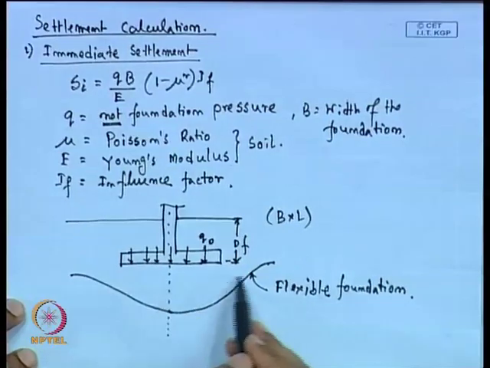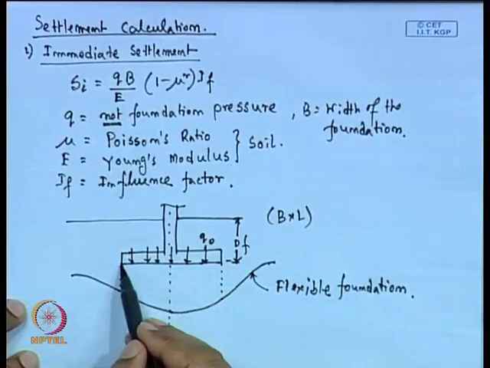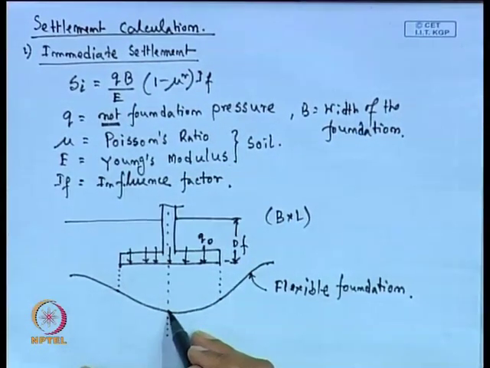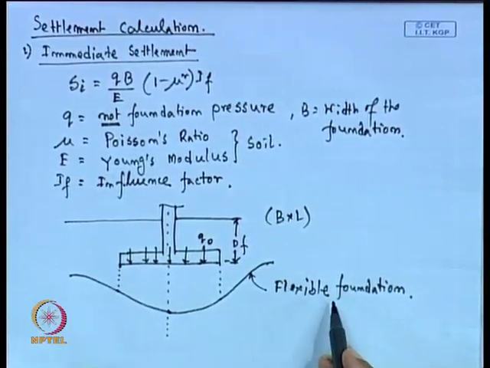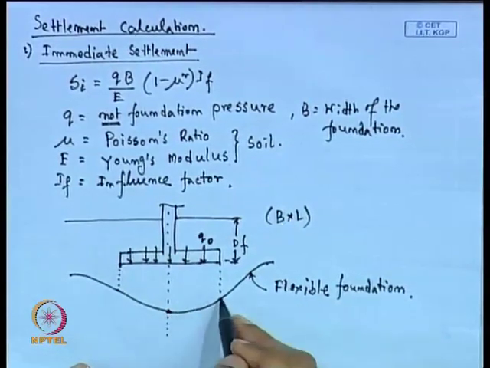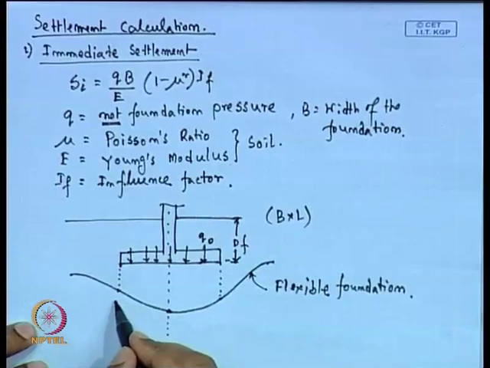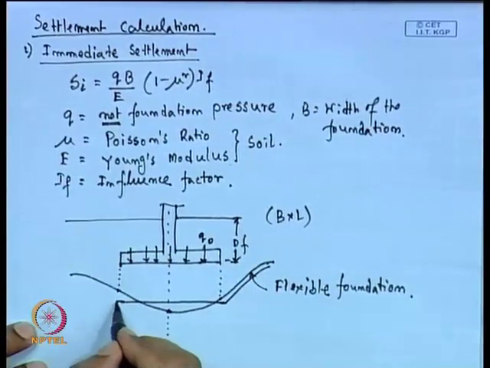So, we can say that the settlement value at the corner of the footing and the settlement value at the center of the footing are not the same for a flexible type of foundation. Flexible type of foundation means the isolated footing, so that is the example of a flexible foundation. Here you can see the settlement at the center is more compared to the edges or the corner of the foundation. And for the rigid type of foundation, this value is more or less the same, and here we will get this pattern. So, this is for the rigid foundation.